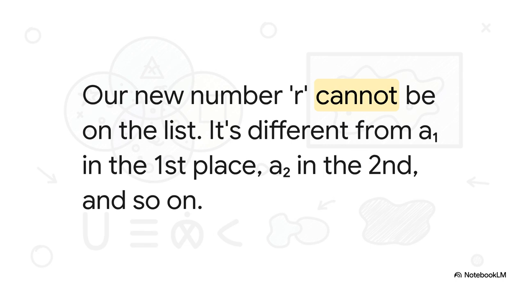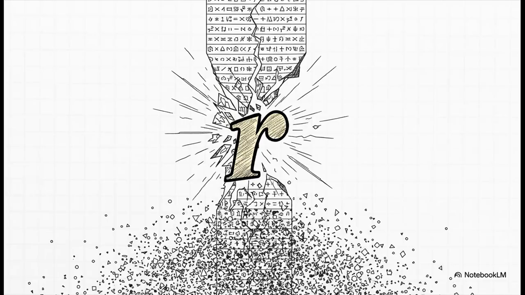So here's the killer question. Where is this new number R on our complete list? Well, it can't be the first number, right? Because we deliberately made its first decimal place different. It can't be the second number, because we made its second decimal place different. In fact, for any number you pick on that list, say the nth number, our new number R is going to be different from it in the nth decimal place. And that is the beautiful contradiction.